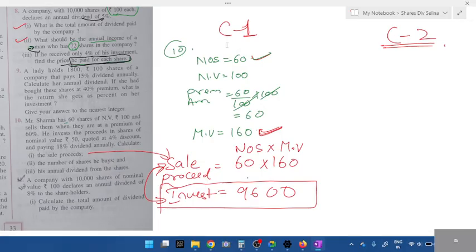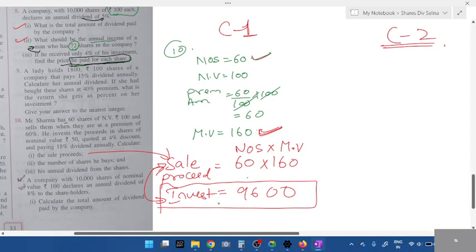I want you all to try the 11th one for homework. 11th is the last one, right? You sent it? Okay, let me check. Till 15, okay. I thought 11 is the last one.